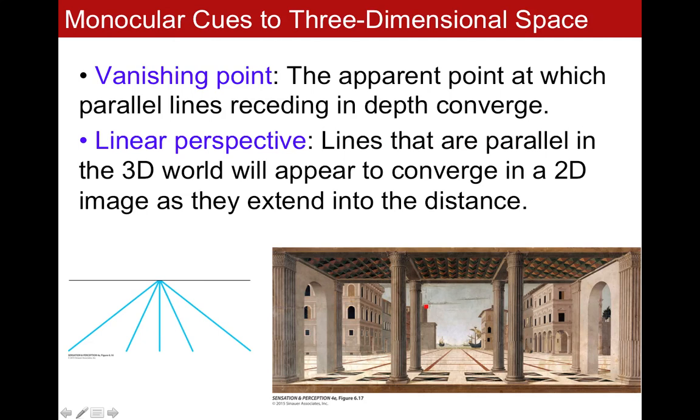Whereas linear perspective says that lines that are parallel in the 3D world seem to converge in a 2D image as they go further and further away. So you can see that on the ground here. They seem to go closer and closer together.